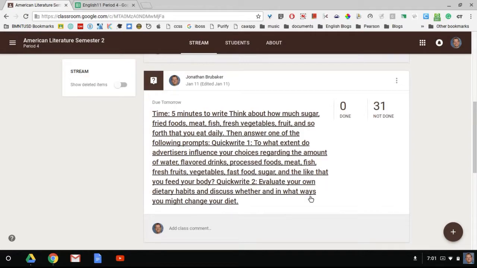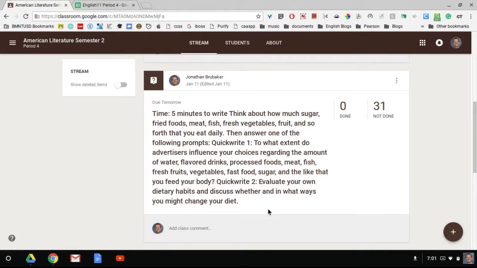That's one choice. Quick write number two, evaluate your own dietary habits. We made that list of what you eat during the day, and discuss whether and in what ways you might change your diet. So, what are things that you could change about what you eat during the day, and whether you should, and in what ways you would like to? So, you're choosing quick write one or quick write two. You're going to take 5 minutes to write. If you have extra time and you chose one of the quick writes, go ahead and start on the other one. All right, pause the video right now while you take 5 minutes to write.